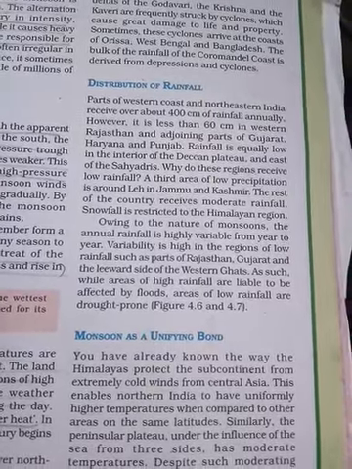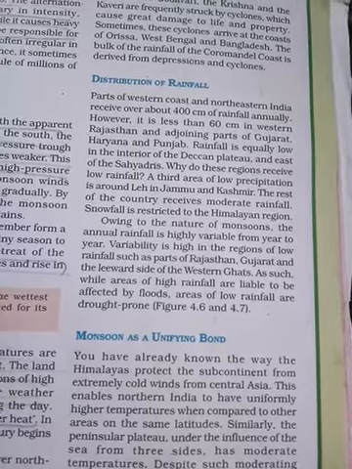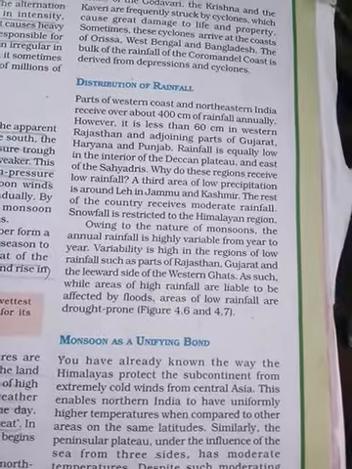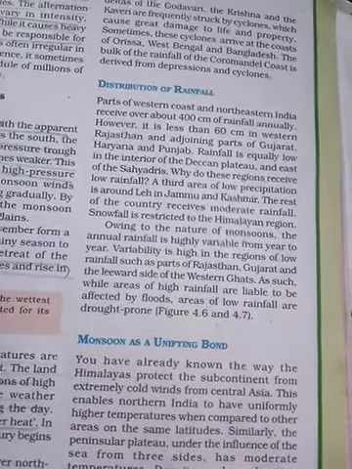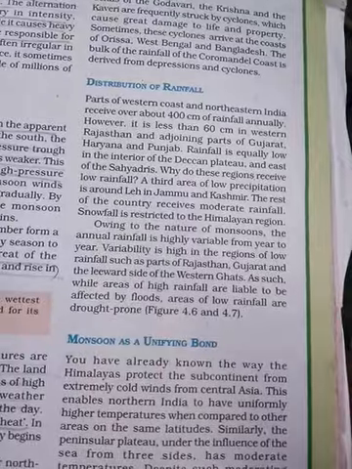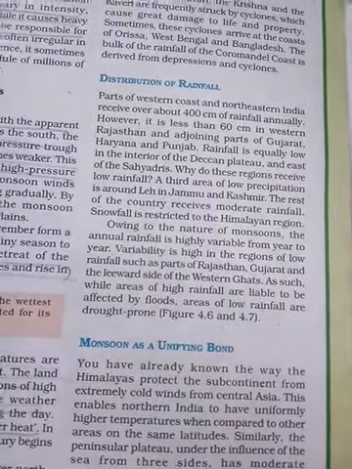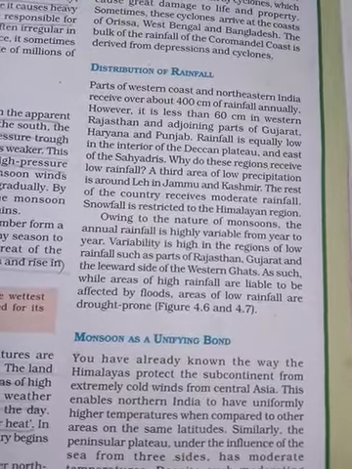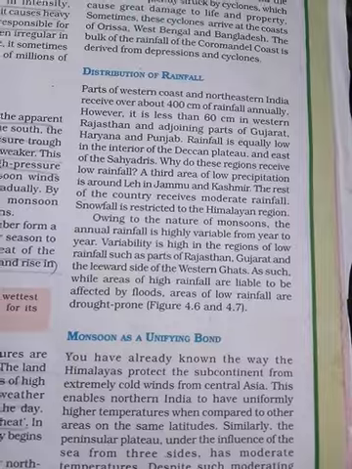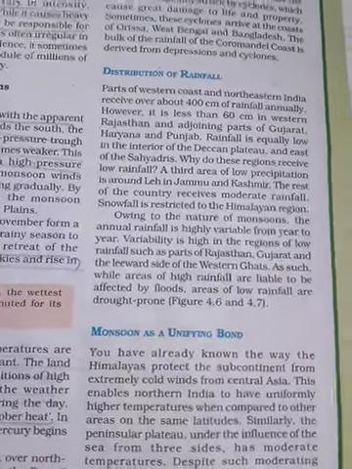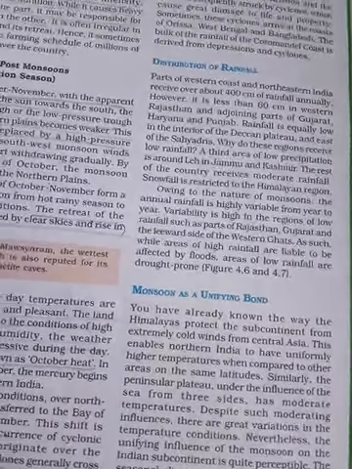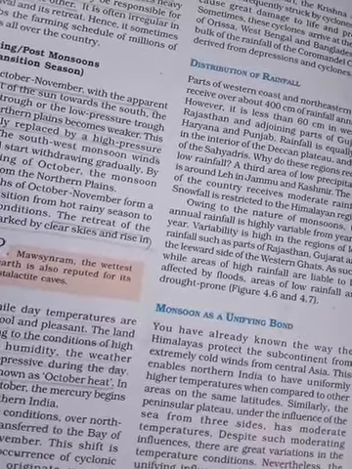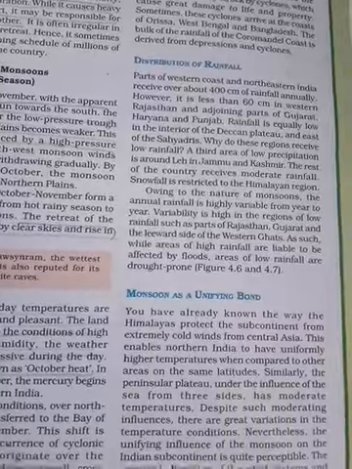Variability is high in regions of low rainfall, such as parts of Rajasthan, Gujarat and the leeward side of the Western Ghats. Areas of low rainfall are drought prone. Look here, the areas that receive a large amount of rainfall used to get floods, and the areas which get low rainfall used to get drought.